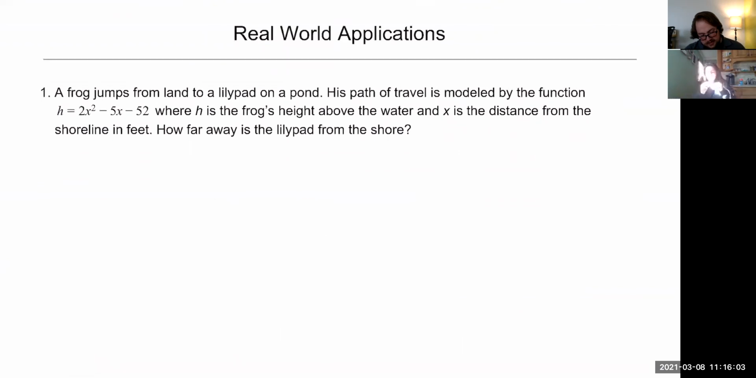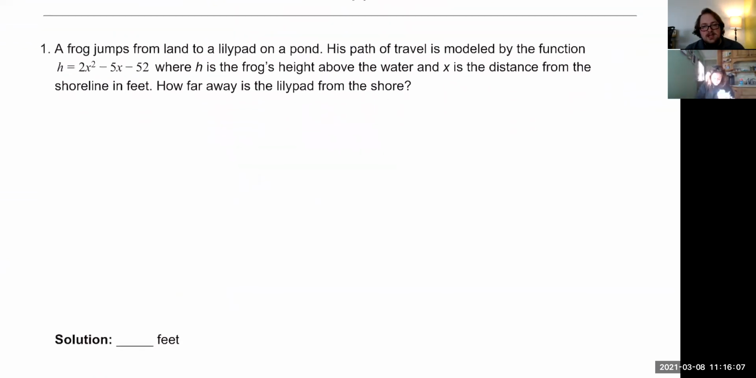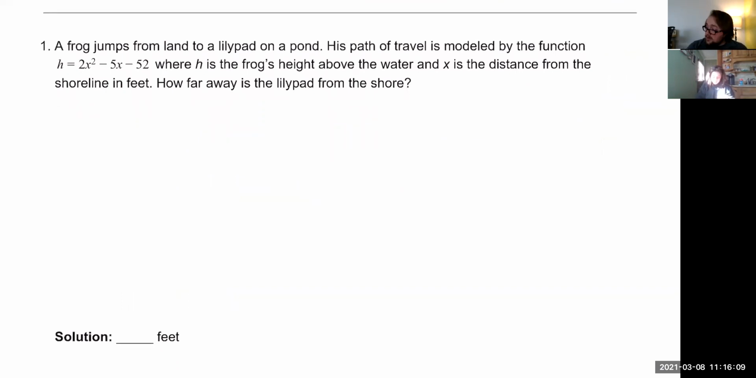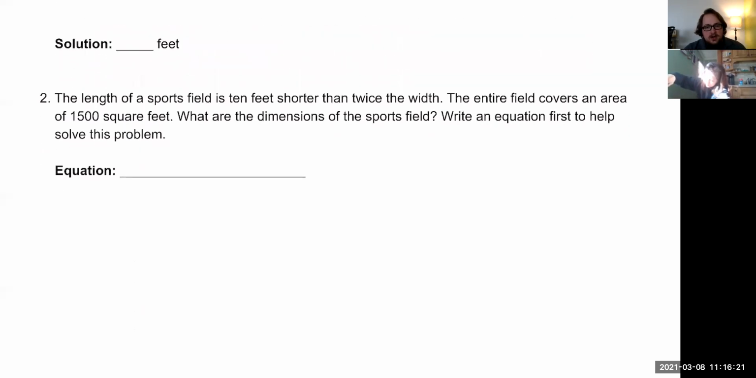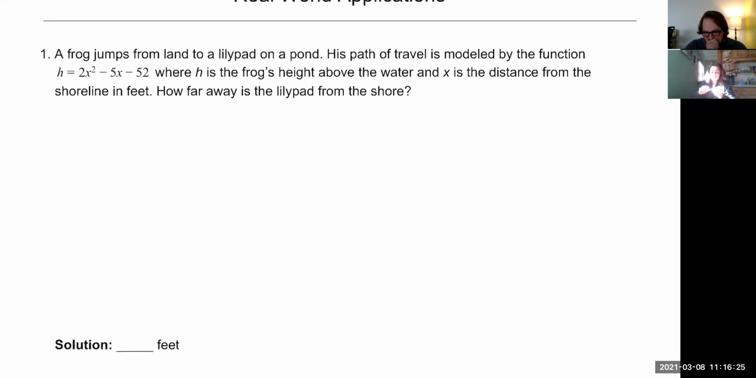So last page here, 2 questions, real world applications. So basically kind of taking a little bit of what we've been doing, throwing a story around it, and using our common sense to decide, okay, what is my final solution and is it reasonable for what's being described here? So we're going to work these 2 out, excuse me, one at a time.